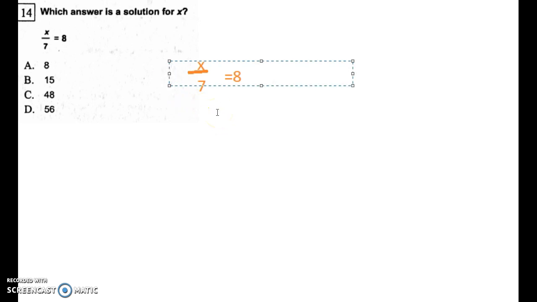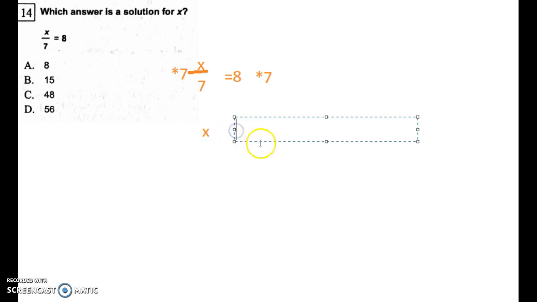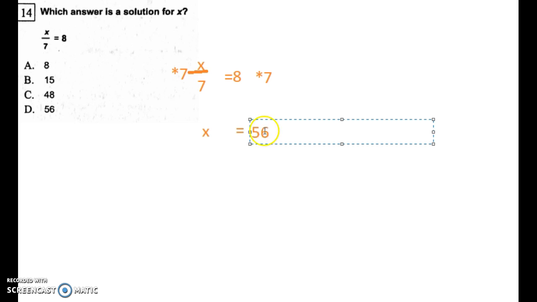So x, let's say I'm going to multiply by 7, because this is x divided by 7. So I'm going to do the opposite operation. I'm left with x equals 8 times 7, which is 56, right? And there's our answer.